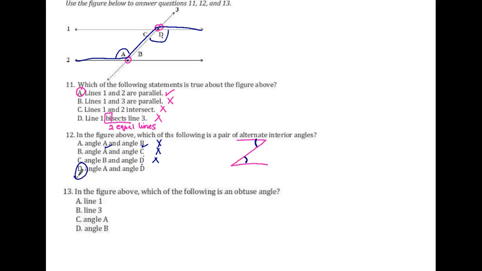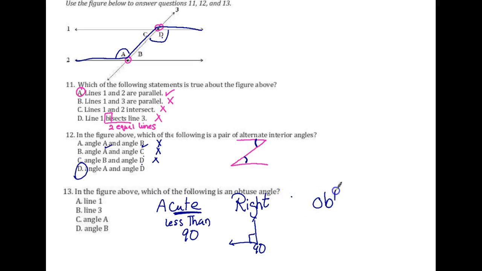Okay. Number 13. In the figure above, which of the following is an obtuse angle? Again, an acute angle is a cute little guy. He's less than 90. Right angle, he's exactly 90. He's always right. Obtuse angle, it's a big guy who does not accept anything if it's not more than 90.